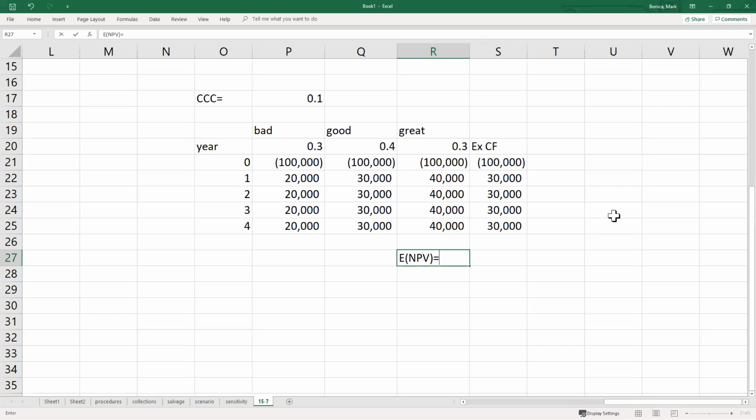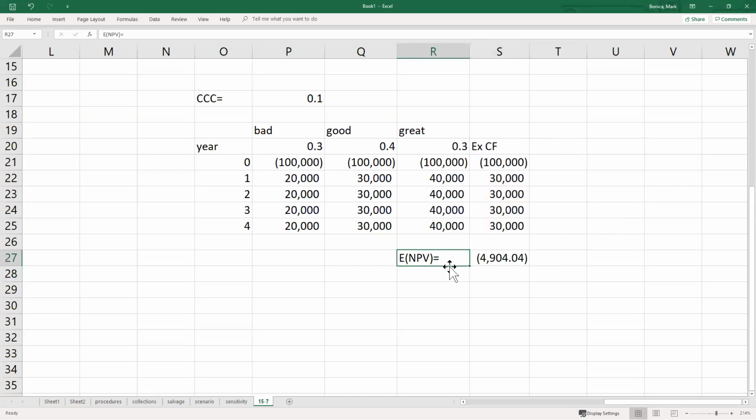The expected NPV would equal the NPV using the given discount rate of the expected cash flows, and we would get a negative 4904. So we could do it that way, and we say, well, nope, this is not a viable project. Now, the other way we could do this is the way we do scenario analysis.